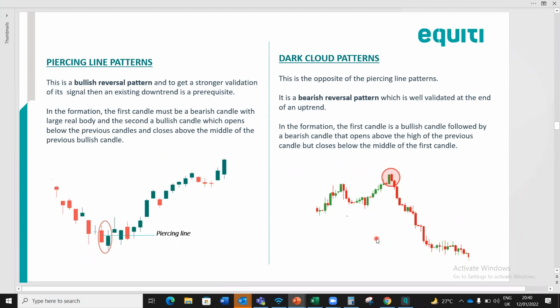The piercing line pattern. This is a bullish reversal pattern, and to get a stronger validation of each signal, an existing downtrend is a prerequisite. All right. In the formation, the first candle must be a bearish candle. In the prerequisite, we're talking about the combination of candles to make the pattern. The first candle must be a bearish candle with a large real body, and the second candle should be a bullish candle which opens below the previous candle and closes above the middle of the previous bearish candle.